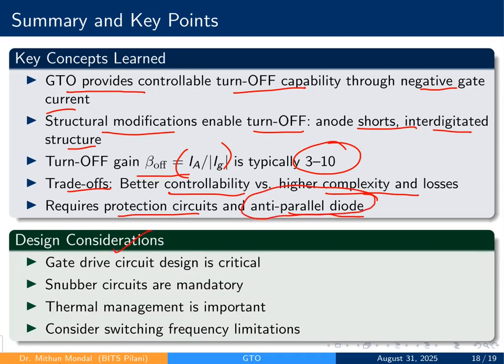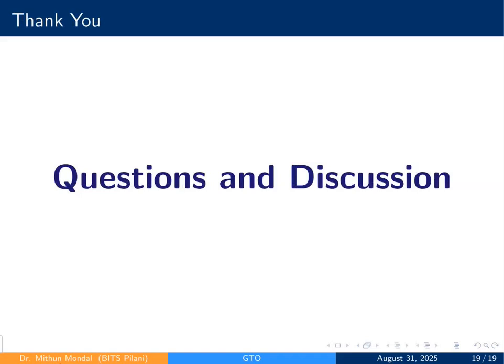Design considerations: the gate drive circuit is critical, snubber circuits are mandatory, thermal management is important, and consider the switching frequency limitations. So these are certain design considerations. This completes our discussion on the GTO as one of the thyristor family.